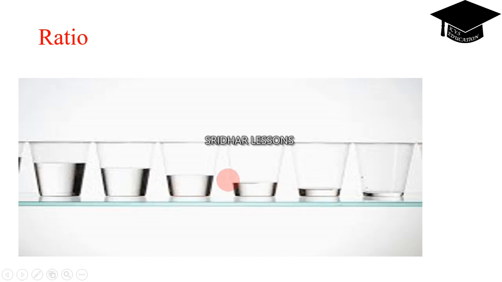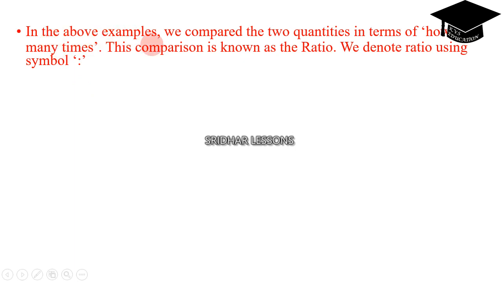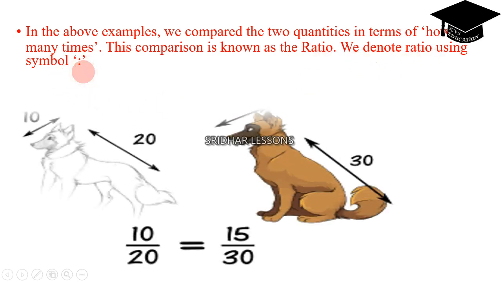Totally 6 glasses we are having. How many times this glass differs from the empty glass is known as a ratio in general terms. In the above example, we compared two or more quantities in terms of how many times. This comparison is known as the ratio, and we denote the ratio using the symbol colon.